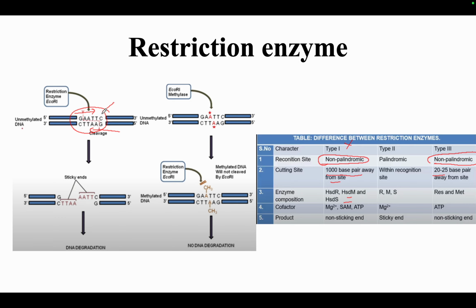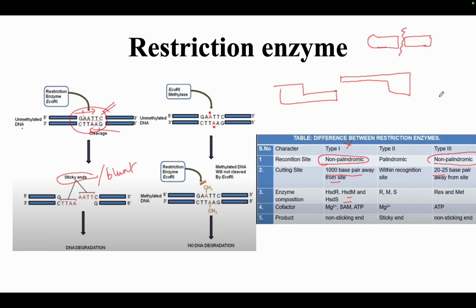such as this. They cut within the recognition sequence, so they cut like this and give sticky ends. Sometimes they could be sticky, sometimes it could be blunt. By blunt I mean instead of sticky ends like this, they could be just blunt cutting, just like this without any sticky ends. This cut is known as a blunt cut.